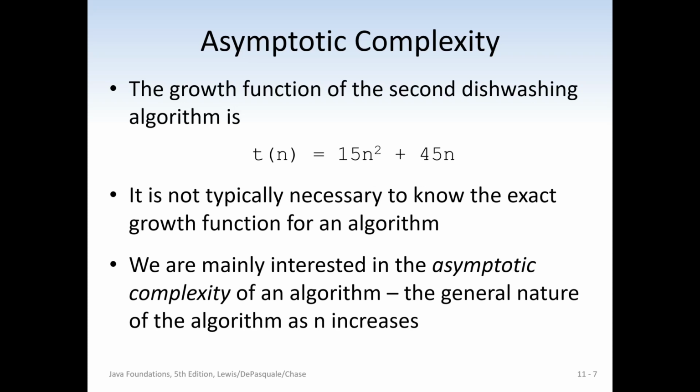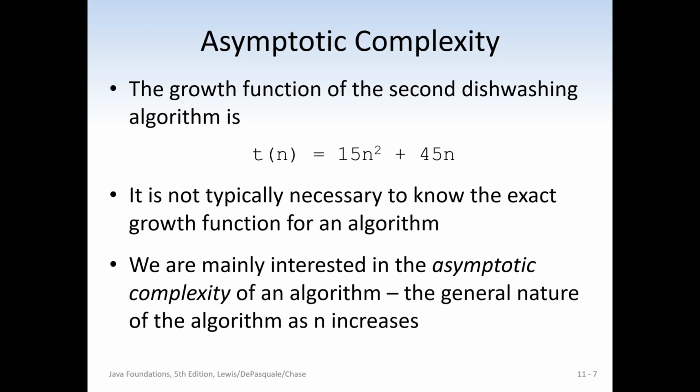Because as n grows large, regardless of which constant is there, whether it's 15, 30, or 20, whatever it is, the complexity of the function is going to increase quadratically in this case and linearly in the other one. And eventually the quadratic one is going to be more costly than the linear one, right? It doesn't matter what the constants are. So in some sense, we're not really concerned with what the constants are.